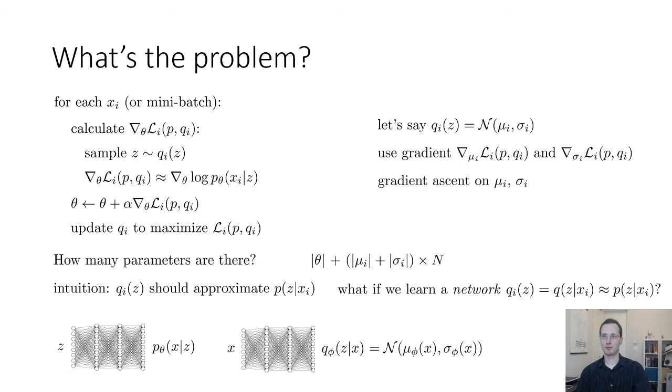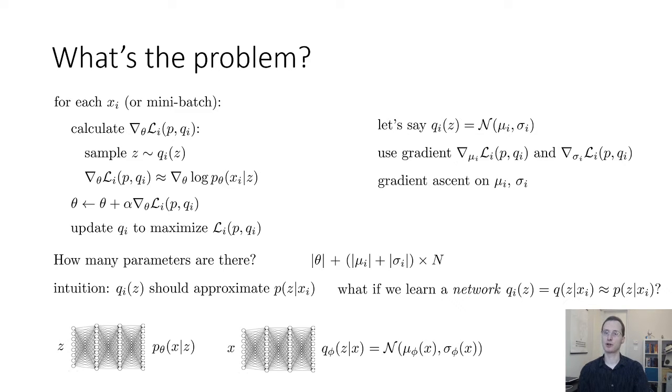So in part one, we discussed how regular variational inference can be a viable way to train latent variable models, but if we have a separate q_i of z for every single data point in our data set, then we have this problem that the number of means and variances that we have to store could be huge if our data set is very large.